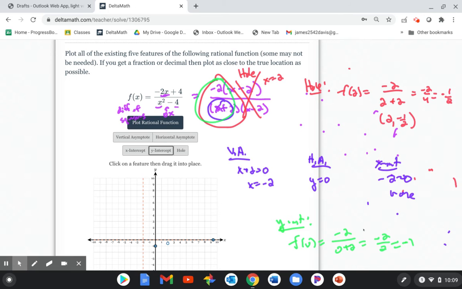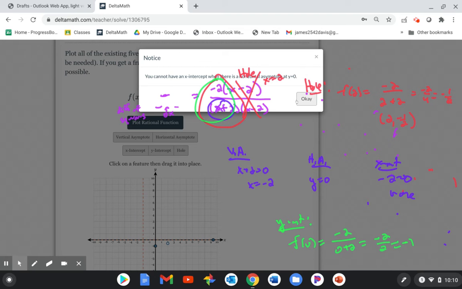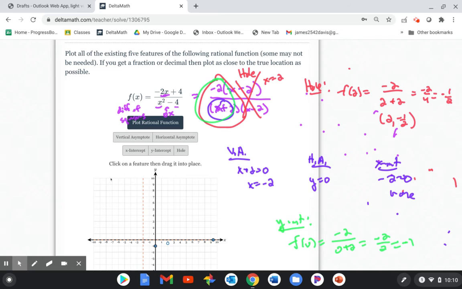There. All right, let's go ahead and plot it then. Make sure you hit that plot. Oh, what did I say? Oh, I think I accidentally hit x-intercept in that one. Sorry, when you get rid of the x-intercept, there was none. It just told me I couldn't have an x-intercept where I had my asymptote. I think I accidentally pushed that instead of the y initially.